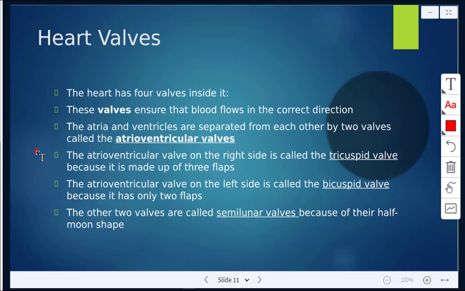So the atrioventricular valve on the right side is called the tricuspid valve. It's made up of 3 flaps. And the atrioventricular valve on the left side is called the bicuspid valve because it only has 2 flaps. And then the other 2 valves are called semilunar valves because of their half-moon shape.